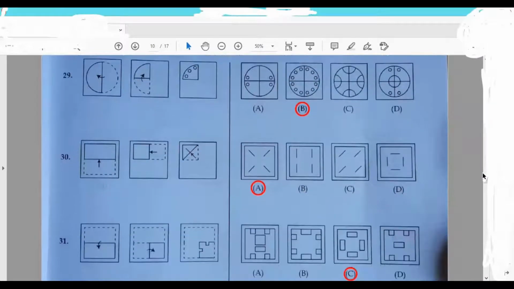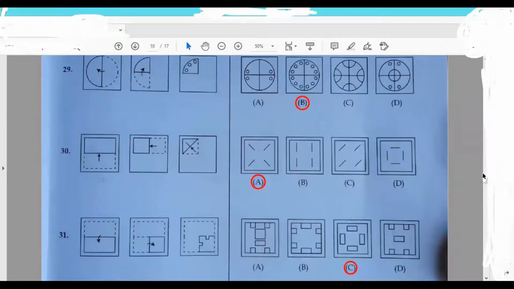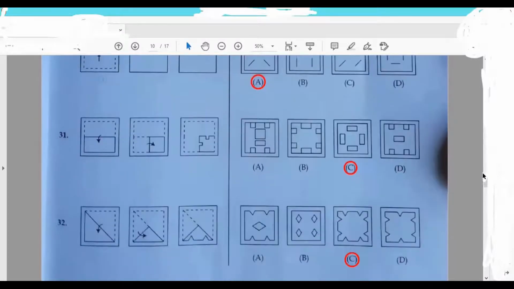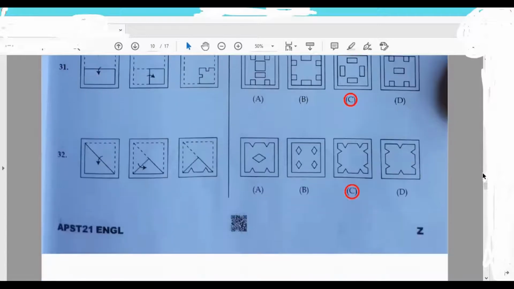For 30th, it is A. If you fold the figure and then open it, you will get the answer as A. For 31st, again, the unfolded pattern will be C. And for the 32nd, it will be C again.